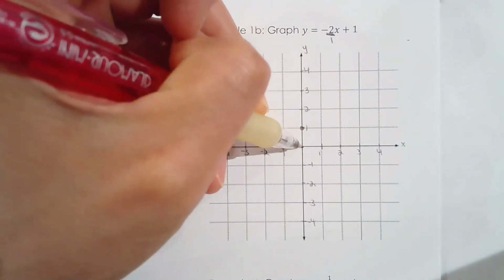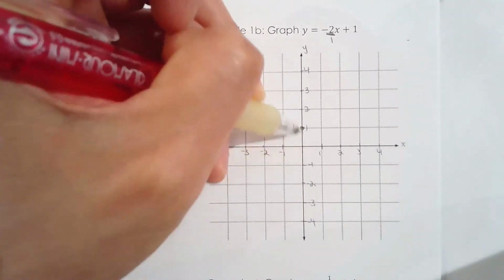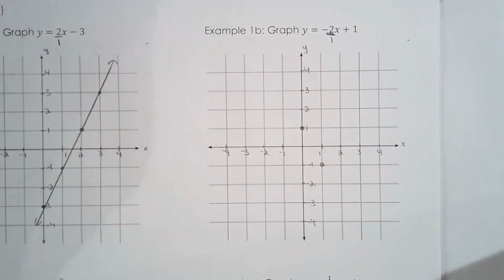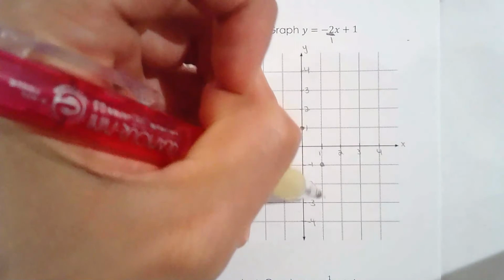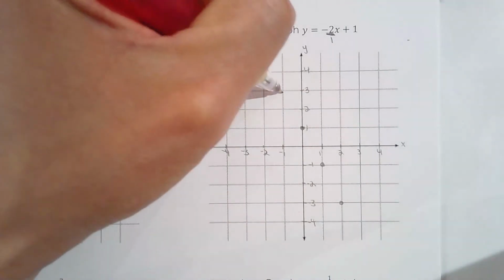So I go down 2 instead of up 2 like I did in the first example. So down 2, over 1. That's how I'm going to move. That's what the rate of change says. Down 2, over 1. Okay, so I have 3 points. You can follow this pattern and give yourself an additional point if you want.